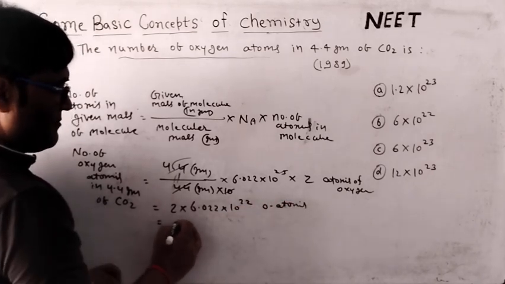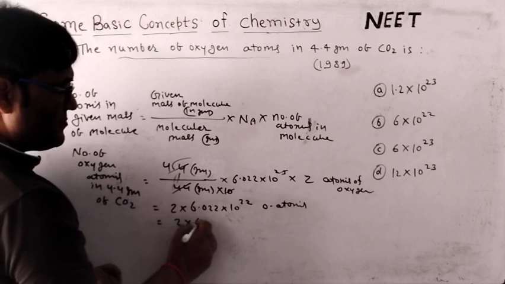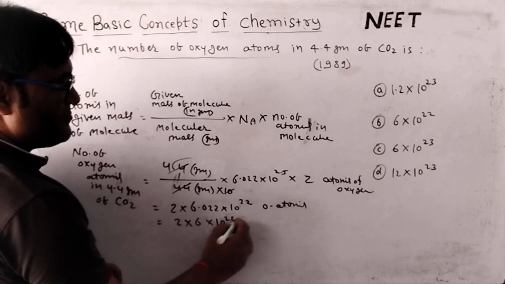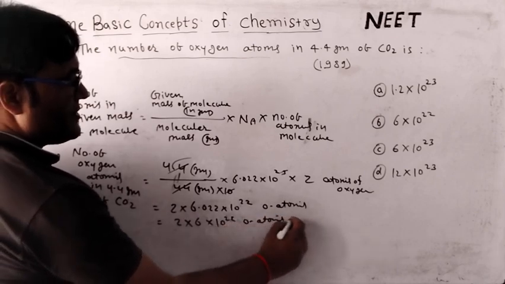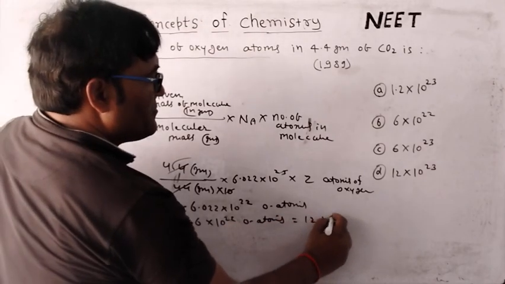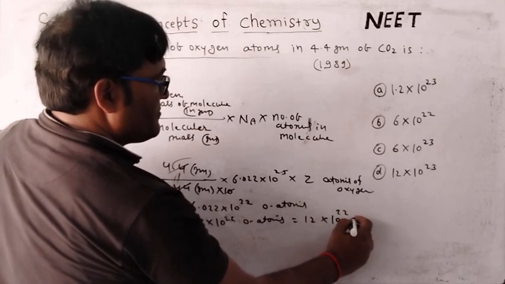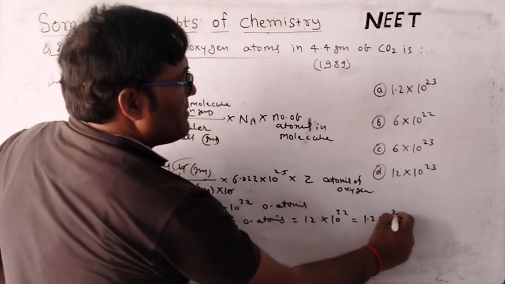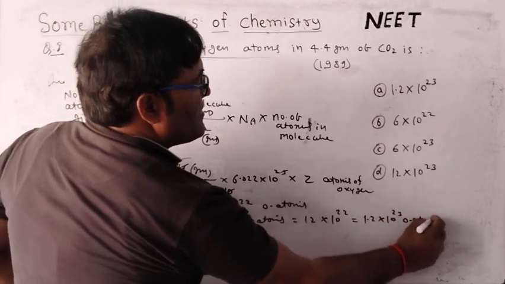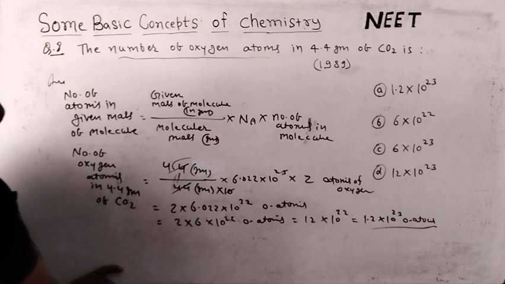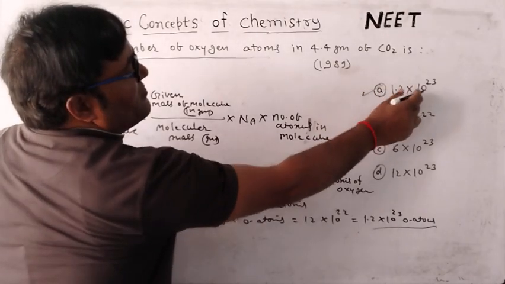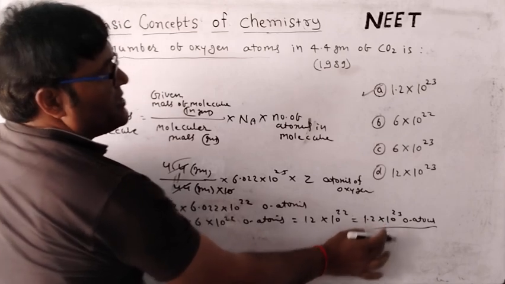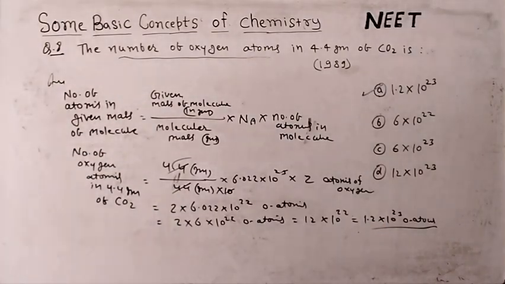Okay. Now we can write 2 into 6 into 10 to the power 22 O atoms. Now 12 into 10 to the power 22 O atoms. Now 1.2 into 10 to the power 23 O atoms. So according to given options, option A is 1.2 into 10 to the power 23. So this is correct answer. Now you can take a screenshot.